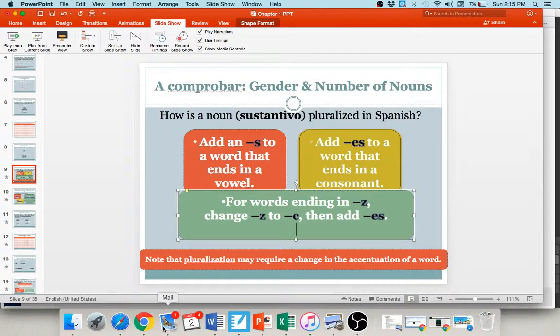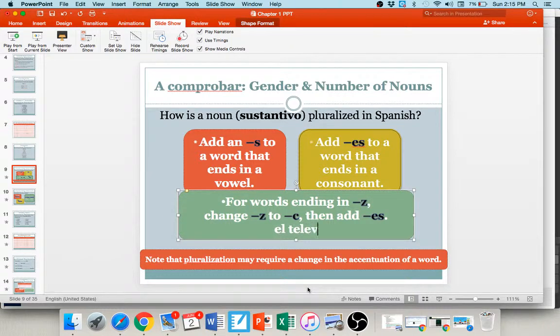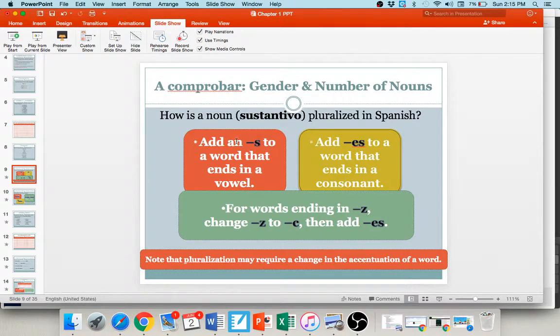Okay. Let's pick one from your vocab sheet that might be a little more challenging. Let's say you have el televisor, the television set. To make it plural, it doesn't end in an A, E, I, O, or U. So el televisor is going to become los televisores. Televisores, so you add an ES. Okay, so remember your rules. If it ends in a vowel, add an S. If it ends in a consonant, you're going to add ES, unless it ends in a Z, in which case that Z is going to change to a C, and then you're going to add ES.